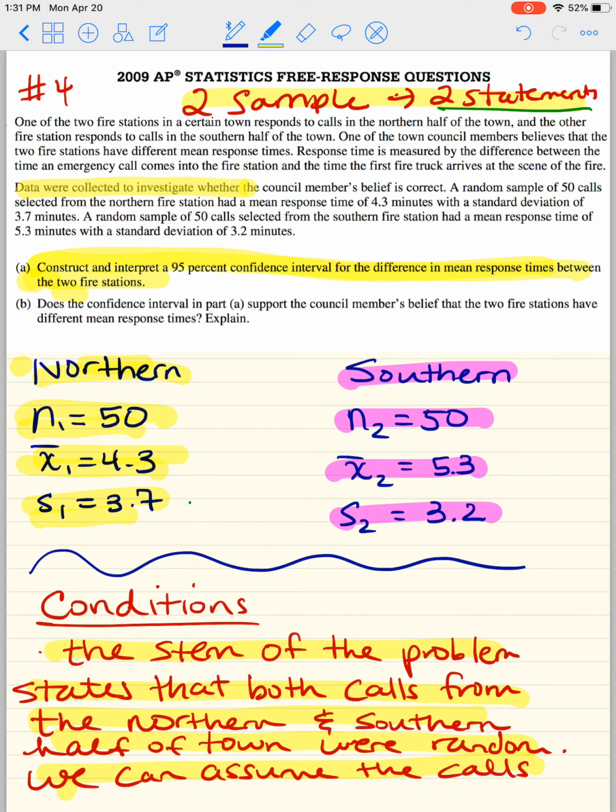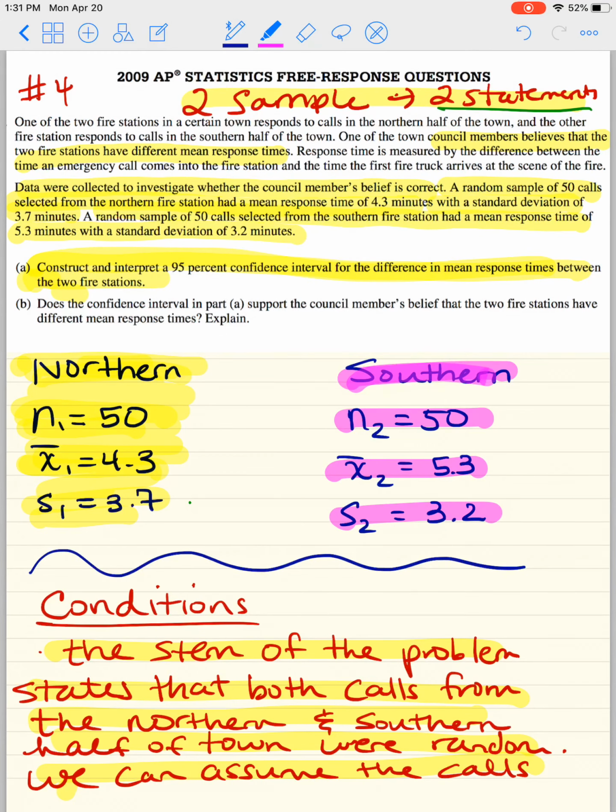Data were collected to investigate whether the council member's belief is correct. So this council member basically believes that the two fire stations have different mean response times. A random sample of 50 calls selected from the northern fire stations have a mean response time of 4.3 minutes with a standard deviation of 3.7 minutes. I highly recommend that you jot down all of the statistics. A random sample of 50 calls selected from the southern fire station has a mean response time of 5.3 with a standard deviation of 3.2.